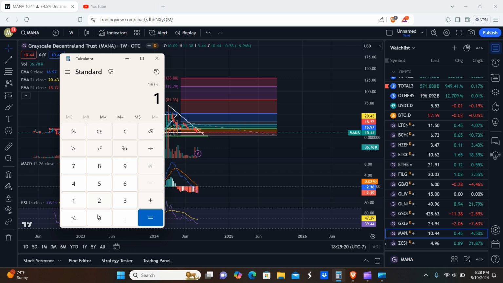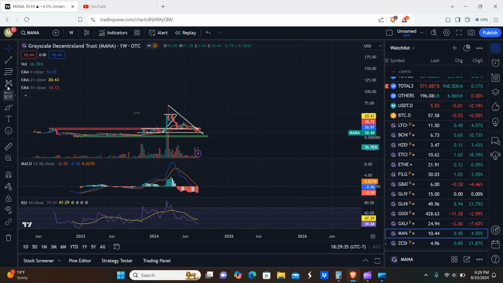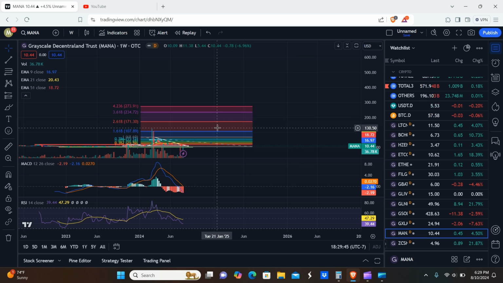So 130 divided by, let's see, 10.5 here. So roughly about 12.5x. That's pretty good money. So roughly about 25,000. I do think Mana is going to also outperform as an altcoin. Just so y'all know, I think it's going to outperform as an altcoin in the next cycle. Or I should say when the alt season happens, I think this is going to be one of the big winners for multiple reasons.